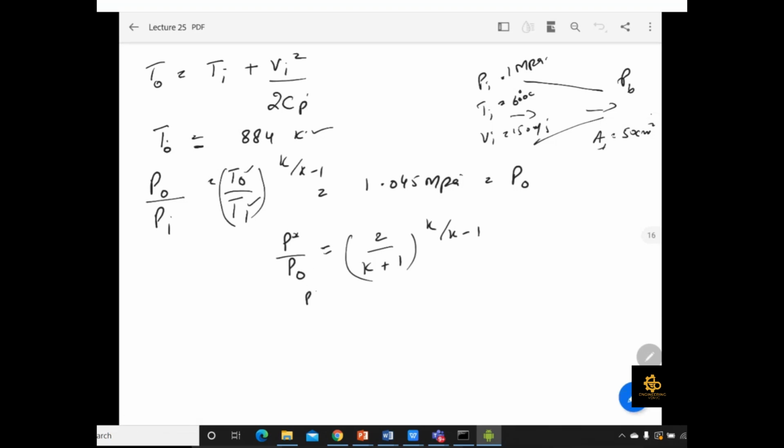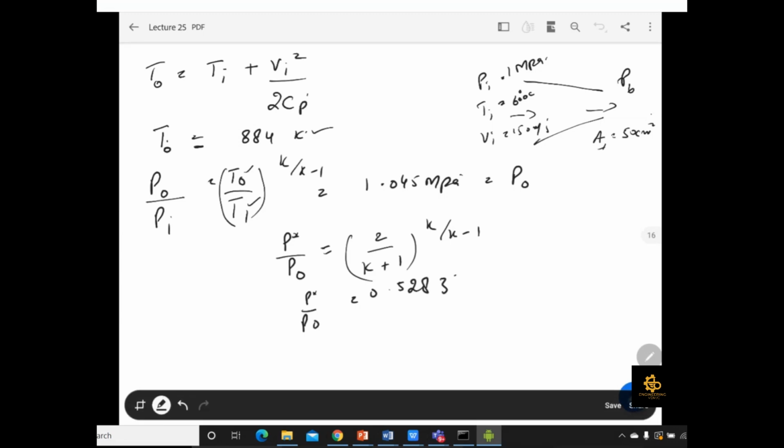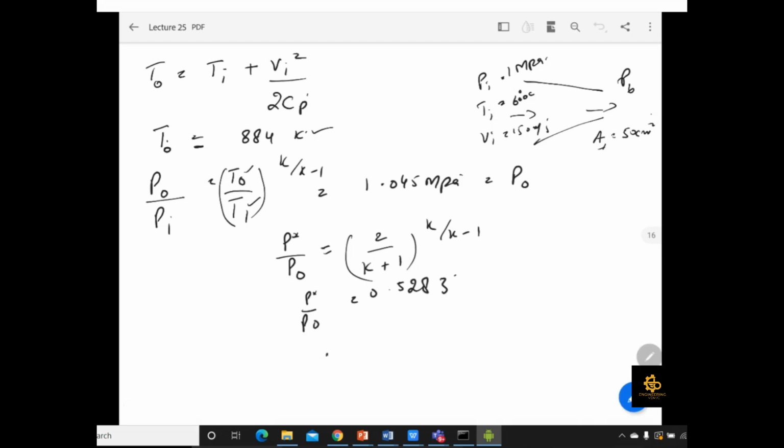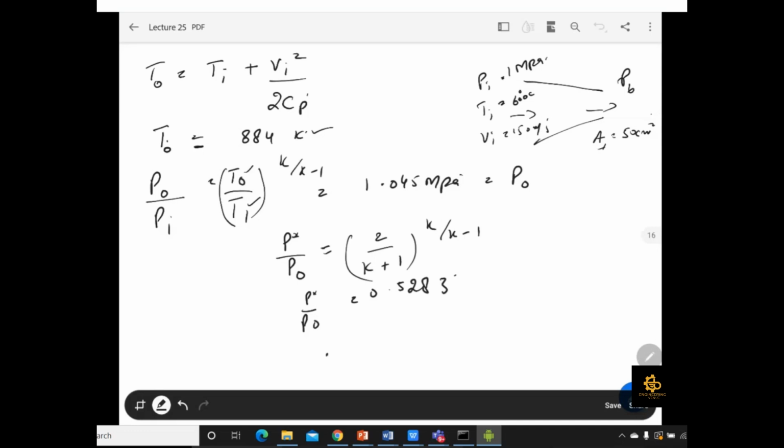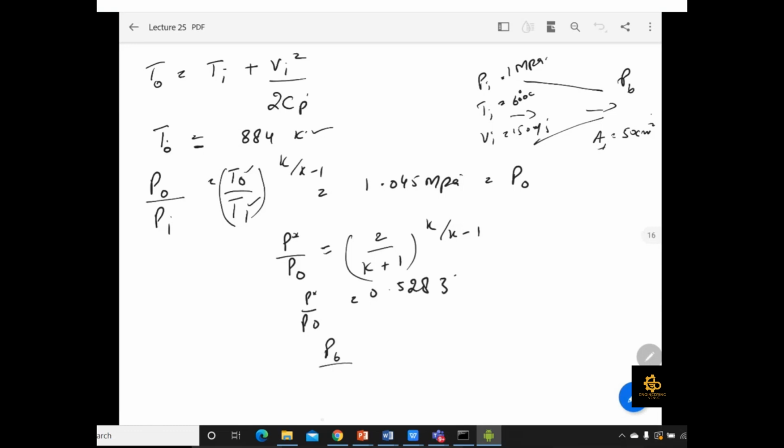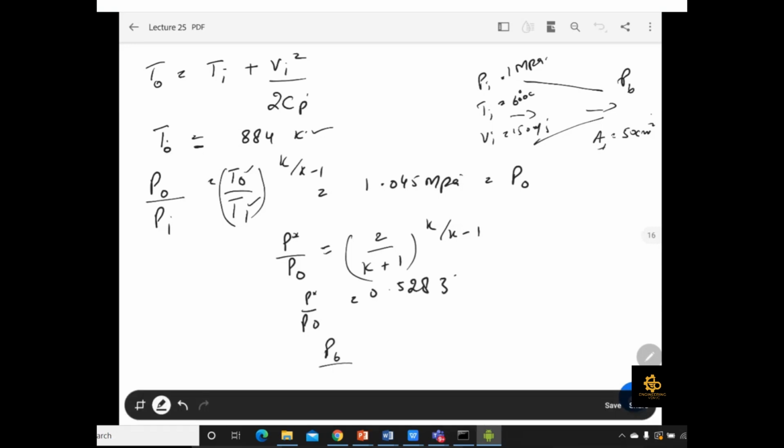Okay, you will get P star by P naught as 0.528. So this is our P star by P naught value. Now here you have to calculate the PB by P naught value also, because if you remember from the graph which we discussed while discussing the nozzle, from PB by P naught we can easily judge whether our flow is choked or not choked.